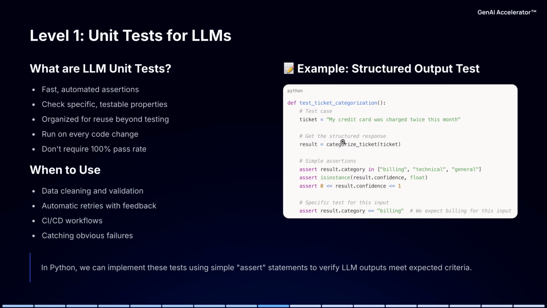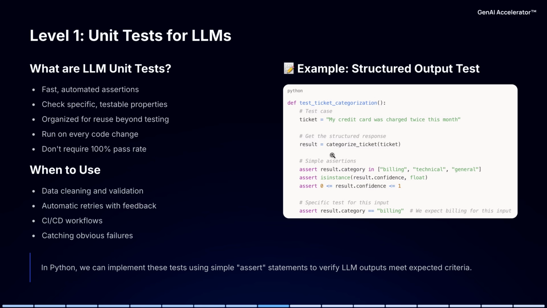So how this then works for large language models, the most straightforward way to do it, and what we typically include in all of our projects, is creating unit tests around structured output. A really simple example here: let's say you have a ticket coming in. My credit card was charged twice this month. Then you have a workflow step that categorizes this ticket. Like we've seen in the program already, we use structured output and we categorize it. That now has an output, so we have a result.category.